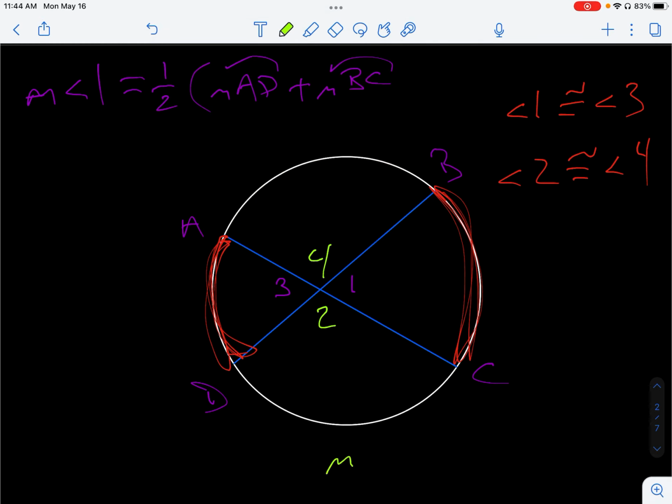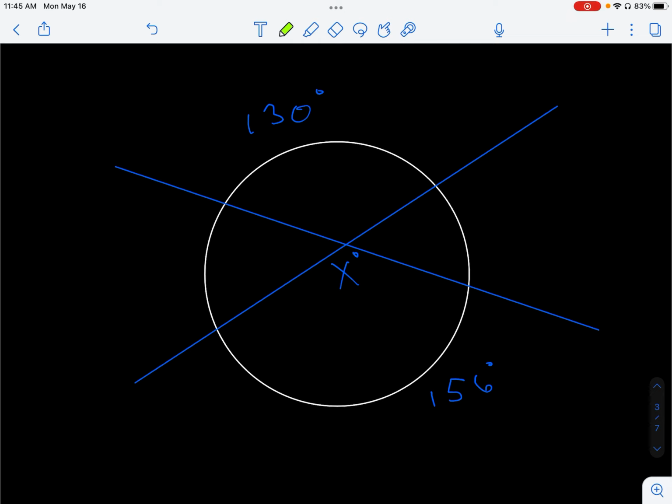And the measure of angle 2 is going to equal 1/2 times the measure of arc AB plus the measure of arc CD. So if we take the two arcs, add them, take half of it, then we will have the measure of our angles. So let's look at an example.